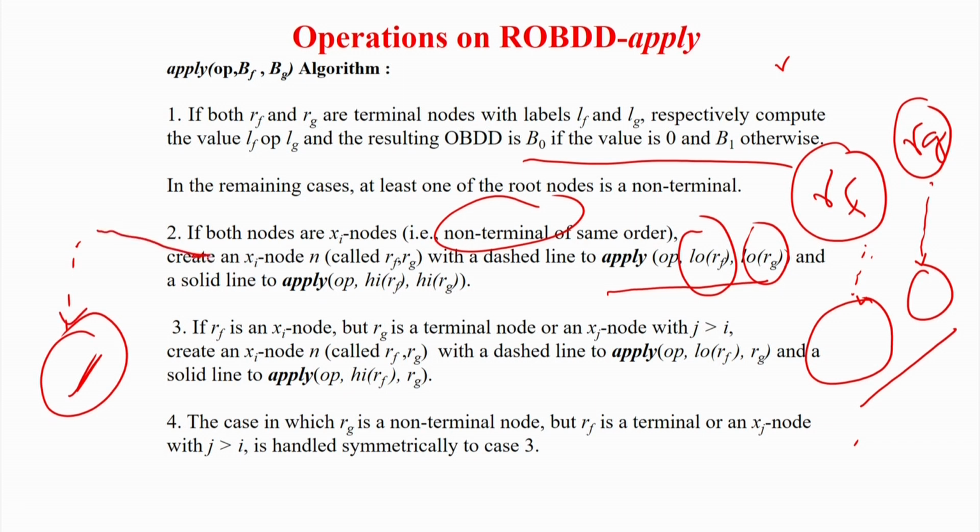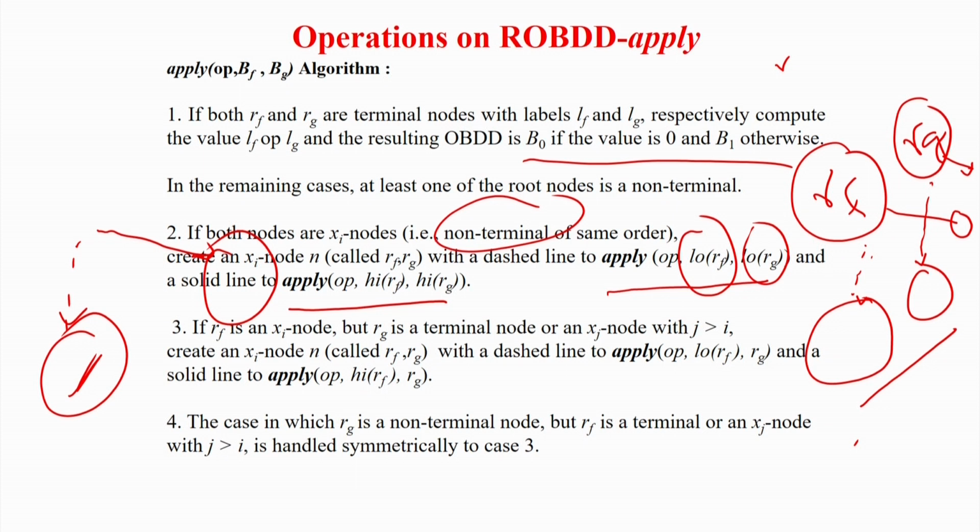Similarly, you will have a right child corresponding to RF and RG. So what will that be? That will be the operation on the node on the right side of RF operating on the right side of RG. So that will correspond to the apply of high of RF and high of RG. The logic is very simple: node A of this tree, node B of this tree, same level.